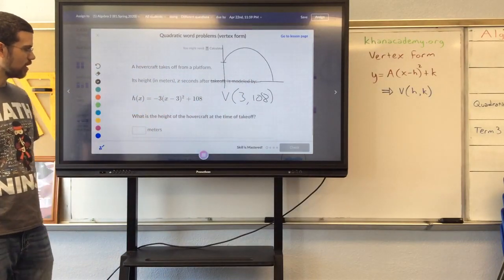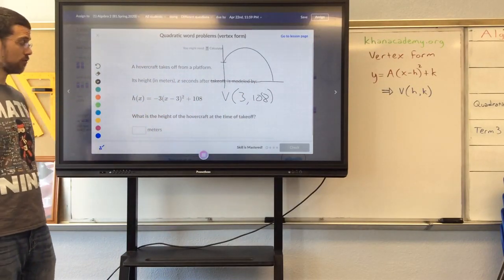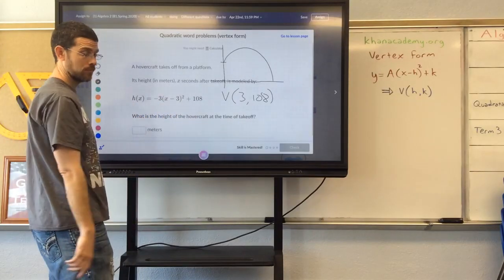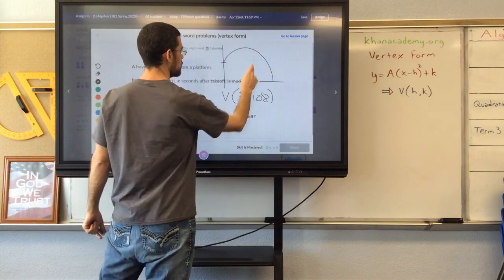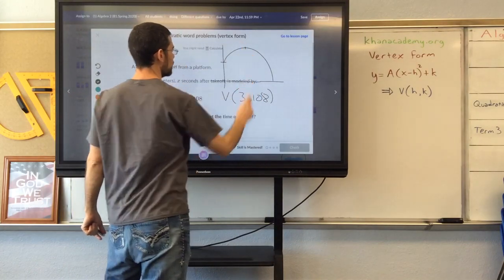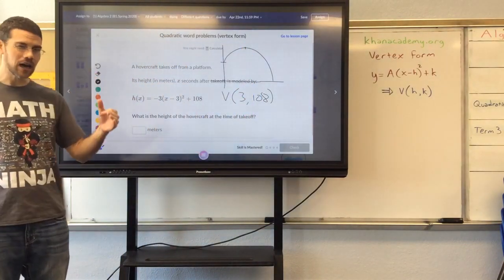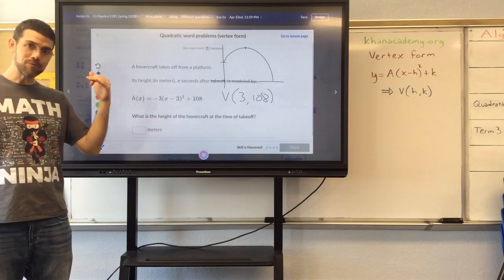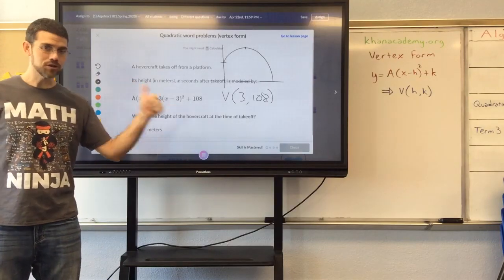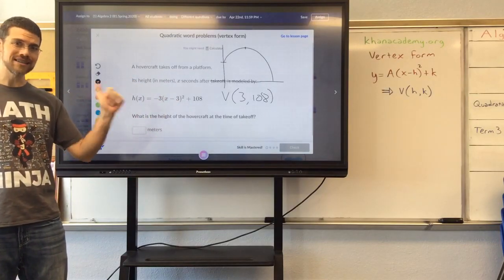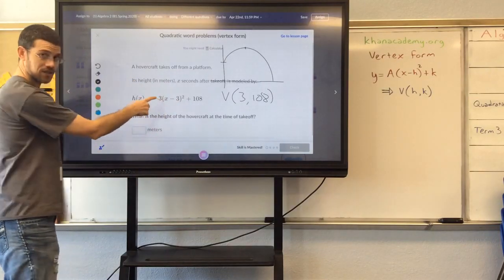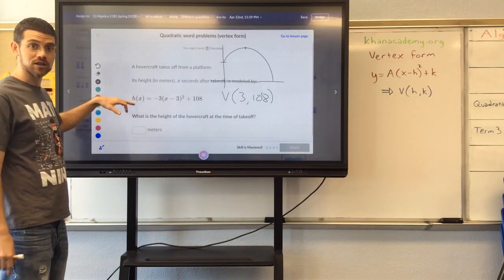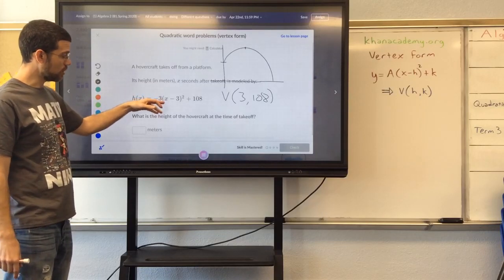What's the height of the hovercraft at the time of takeoff? At the time of takeoff. Well, this is in vertex form, so we know that that is the coordinate right here. At the time of takeoff, if x is our seconds after takeoff, at the moment we've taken off, we also start the timer, right? So the time is 0. That means x is 0 at the moment of takeoff, and we want to know what the height is. Well, that's what the function tells us. So we'll put 0 in for x.